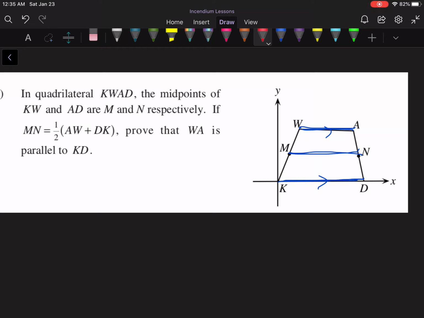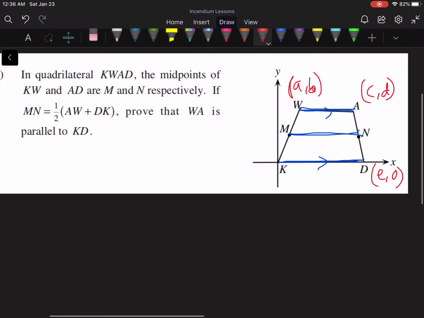Okay, so how about we first set W as A comma B. We set A as C comma D. And we set D as E comma 0. And obviously the comma 0 is because it's on the x-axis. And now we need to do some brute force.